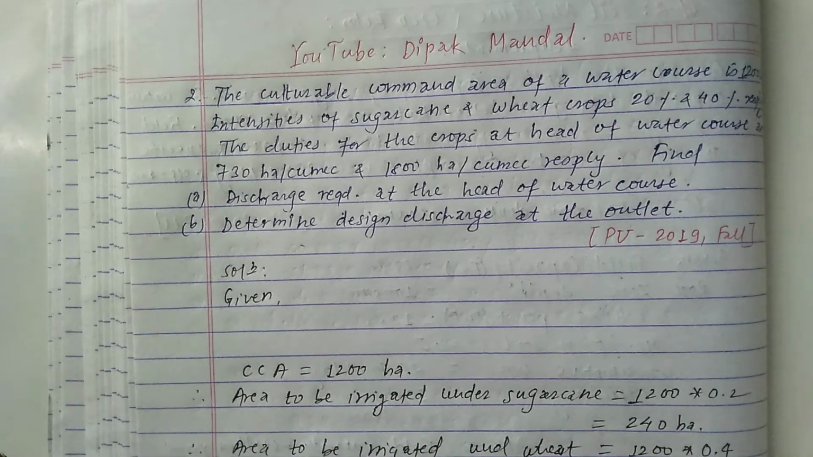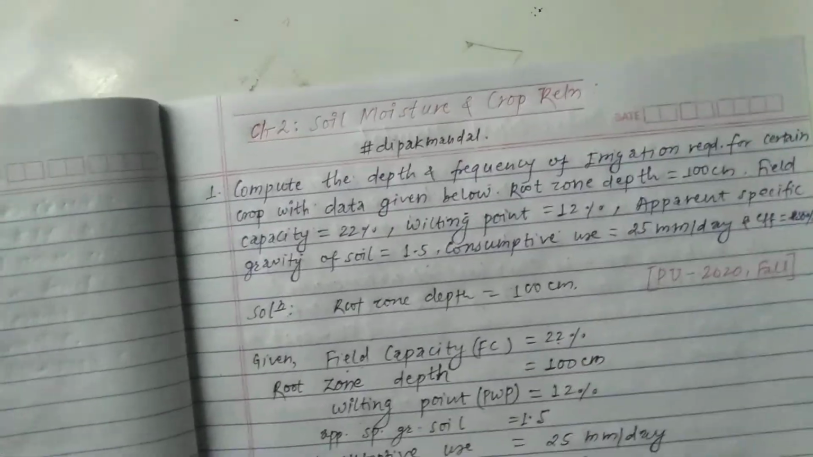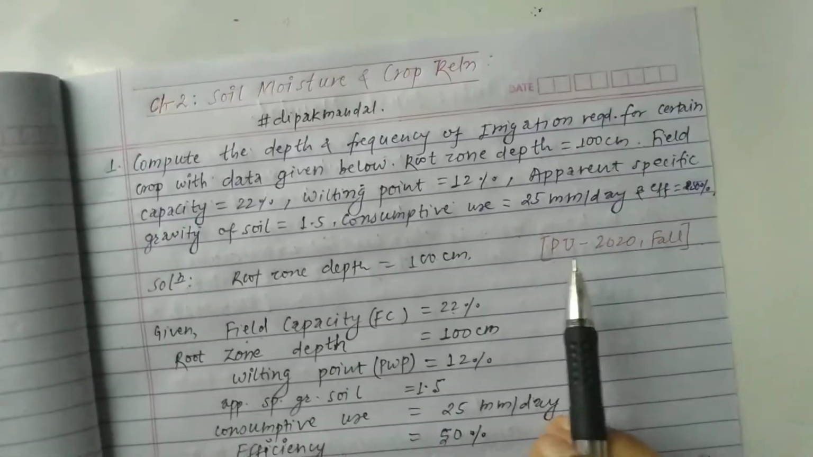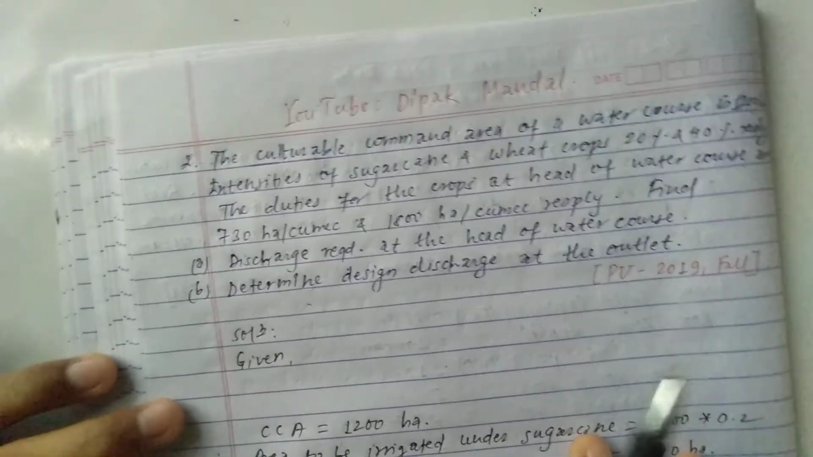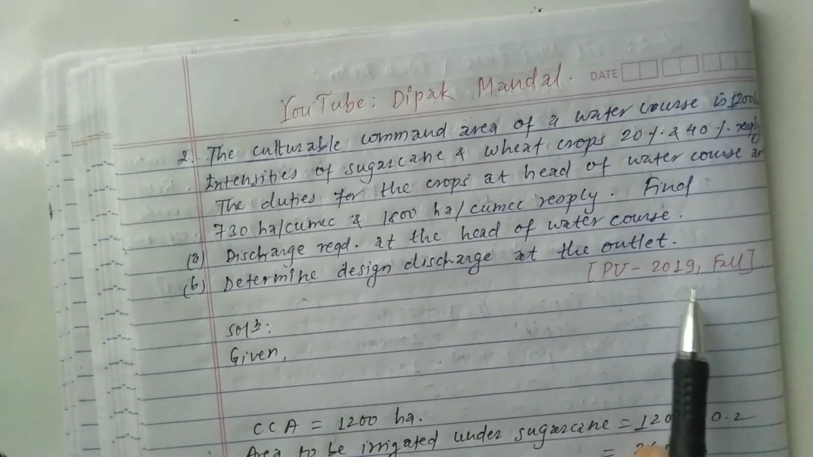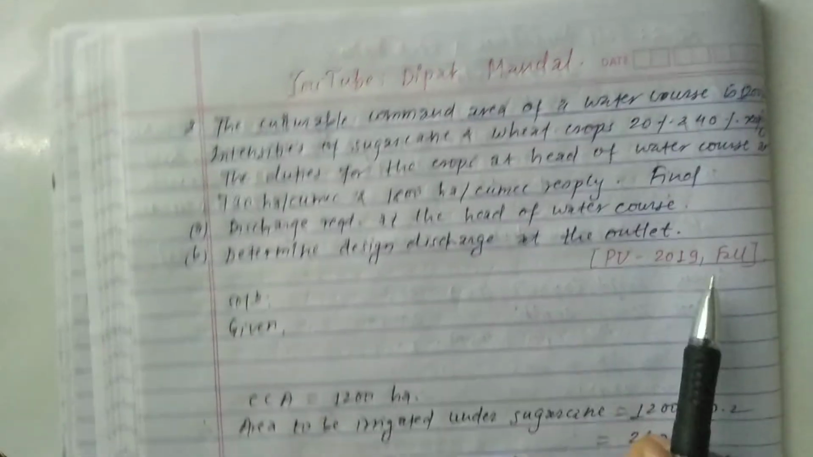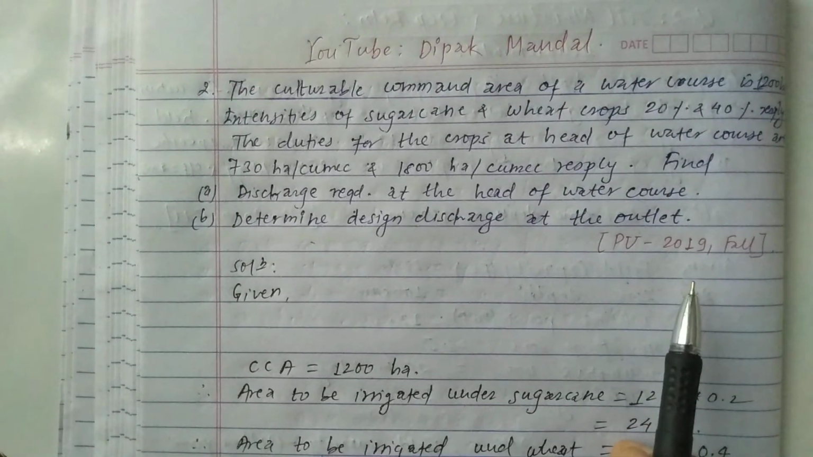Before this video we have already done one numerical related to this chapter. We are studying soil moisture and crop relationship, and we have already done the numerical asked in Pokhara University 2024. In this video we are going to solve the numerical of the word question that was asked in Pokhara University 2019 fall. Okay, so let's see the solution of this numerical.